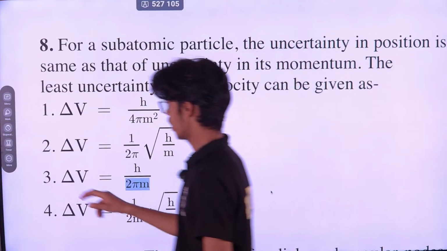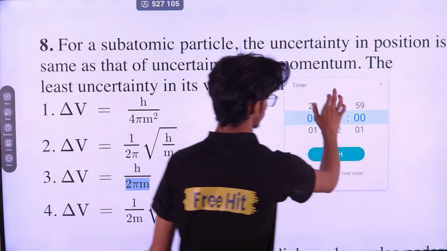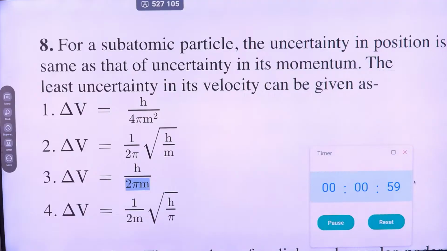For a subatomic particle, the uncertainty in position is the same as the uncertainty in its momentum. It means delta x is equal to delta p. The least uncertainty in its velocity can be given as. So we need to find the least uncertainty.